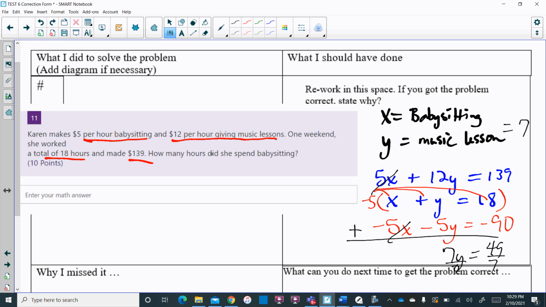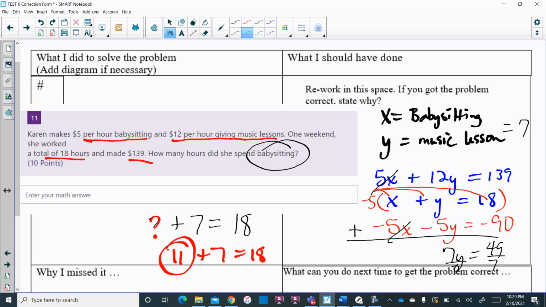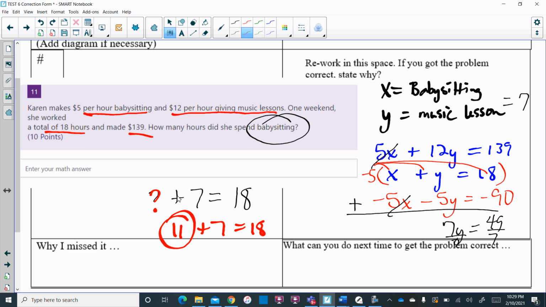But they want to know how many hours did she spend babysitting? Well, I know x plus y, which is 7, has to have a sum of 18. So basically we're just saying, okay, what number do I add to 7 to get 18? That would have to be 11. 11 plus 7 equals 18. So that was our babysitting, 11 hours.